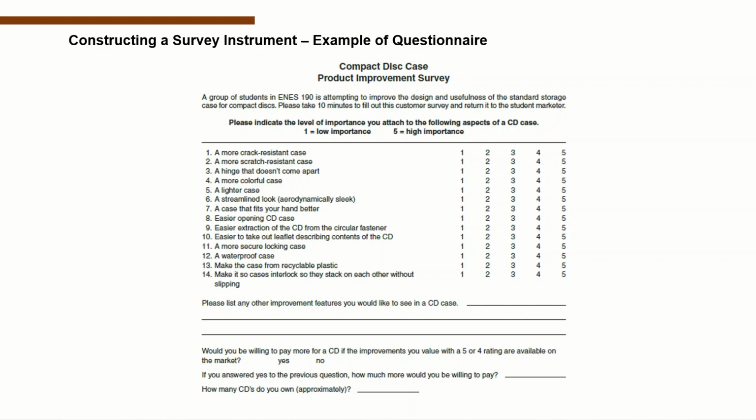So this is an example of a questionnaire, a product improvement survey. I believe that with current technologies, it is easier for you to reach out to people, to the public.